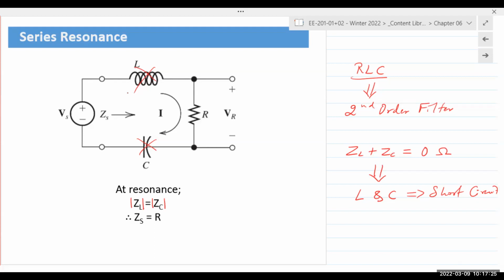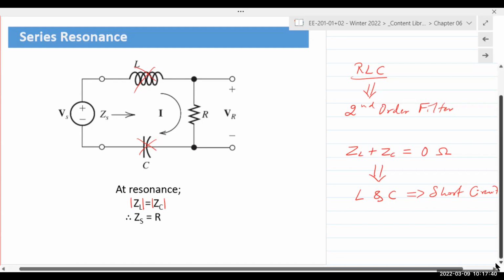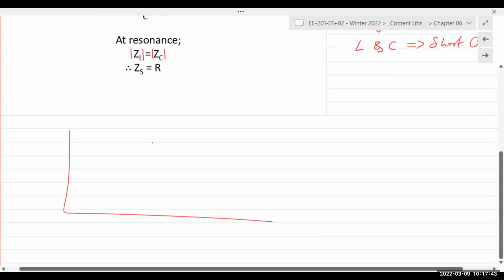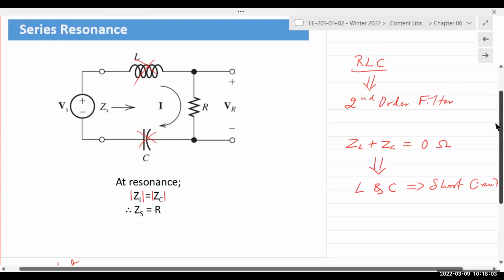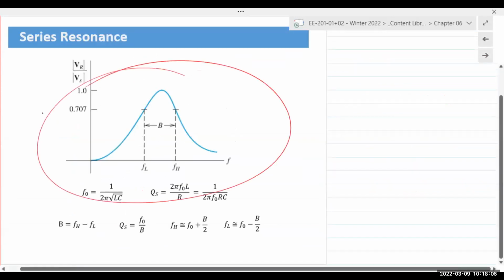So the total equivalent impedance that is seen by the source looking into the circuit, meaning the only load that the source is seeing, is resistor R. So whatever input we give, the output would be at a max. So this is F, this is V out, this is max. For all other values of the incoming frequency, the output would be much less. Does that make sense? Right? And thus, we obtain a frequency response that looks like this.